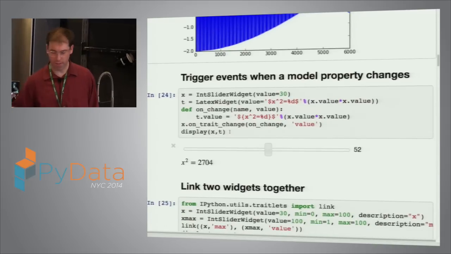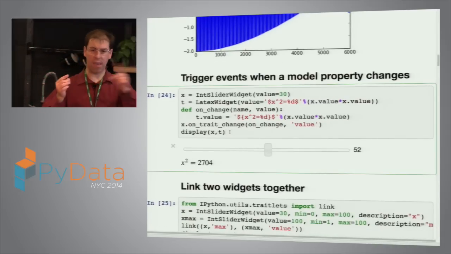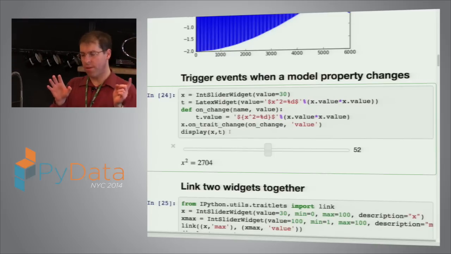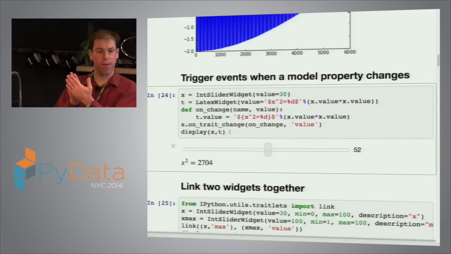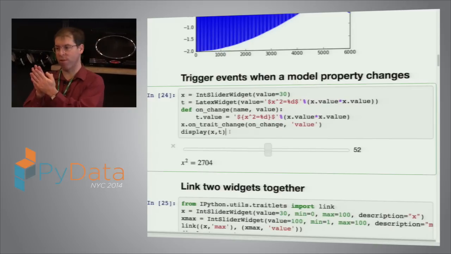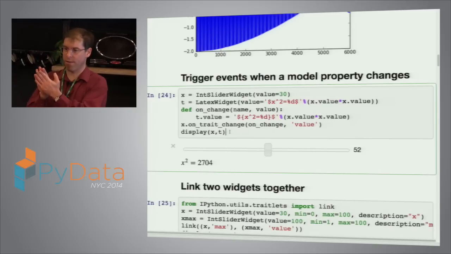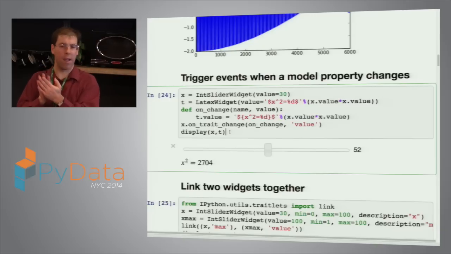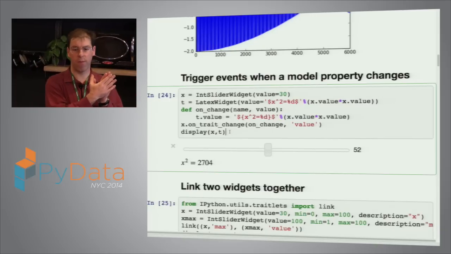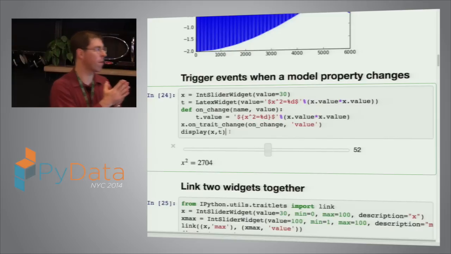We can also trigger events. So you notice that we have this syncing back and forth, changes, but every time a piece of data changes in a model, we can trigger an event. So on the Python side, we use traitlets, which is modeled after the Enthought traits from quite a while ago. And on the JavaScript side, we use Backbone, which is a standard JavaScript framework for models and events and things like this.